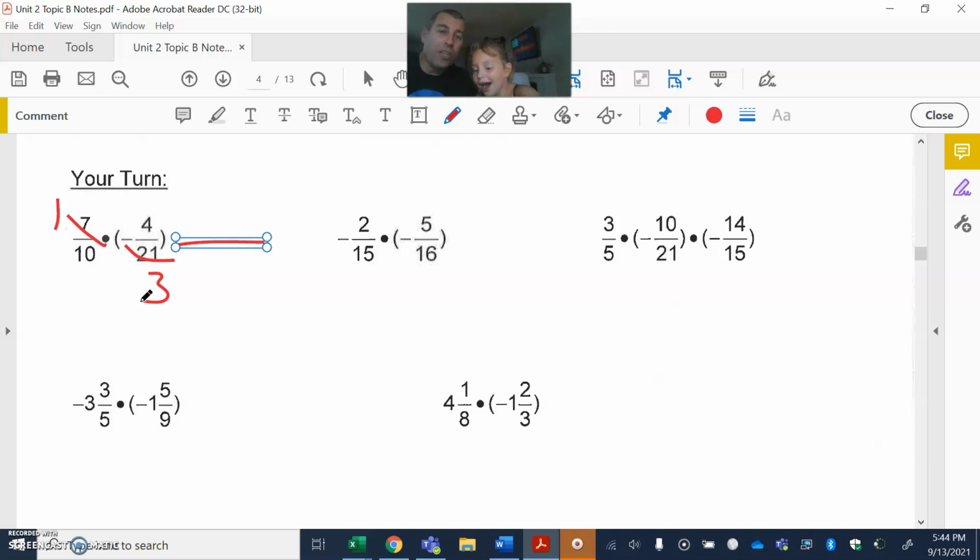Now, check out the 4 and the 10. Did you know 4 and 10, we can divide them both by 2? Of course, because 4 is the 2. Yep, and 2 plus 2 is 4. 4 plus 4 is 8. There it is. Now, if I divide them both by 2, 4 divided by 2 is a 2, and 10 divided by 2 is a 5. So now, Ella, we're ready to multiply across.